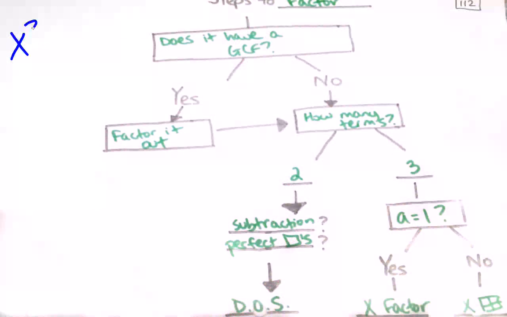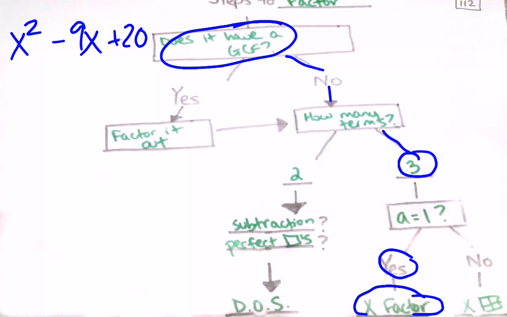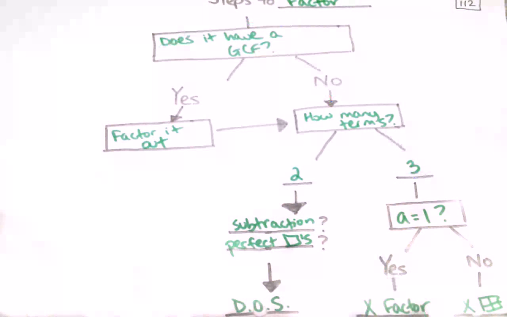x squared minus 9x plus 20. Always check for a GCF. I don't have any numbers that go into 1, 9, and 20. I don't have a variable in all of them, so I say no. And I say, how many terms do I have? 3. Is a 1? Yes. So that means I would use the x factor. And that's it. If it seems easy, it's because it is. If I use my flowchart, these can be very simple. And feel free to replay one of these if you aren't following.